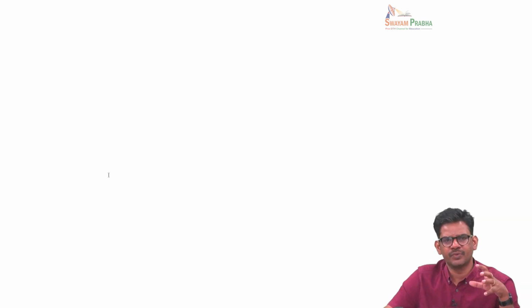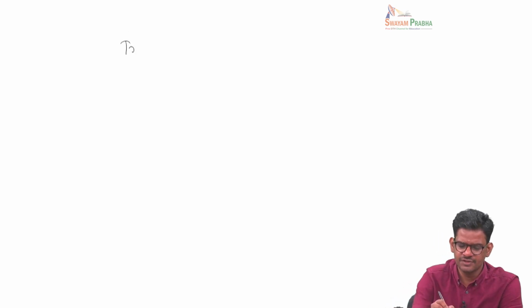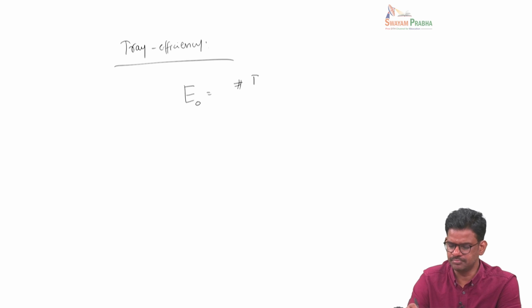Now, so far the continuous distillation column design involves the calculation of ideal stages or theoretical stages, but we also have to invoke the concept of tray efficiency, because the trays in reality are not ideal. So we can define an overall tray efficiency as the number of ideal stages over the number of real stages.